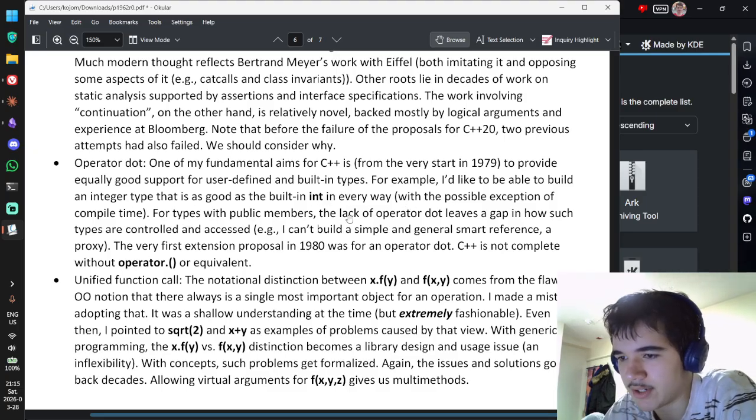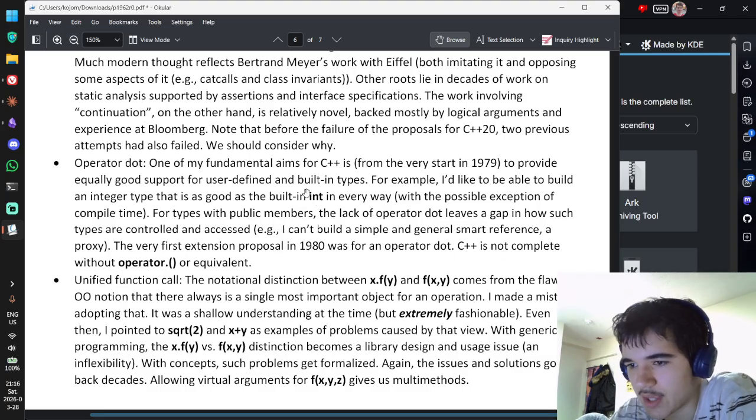For types with public members, the lack of operator dot leaves a gap in how such types are controlled and accessed. For example, I can't build a simple and general smart reference, a proxy. The very first extension proposal in 1980 was for an operator dot. C++ is not complete without operator dot or equivalent.